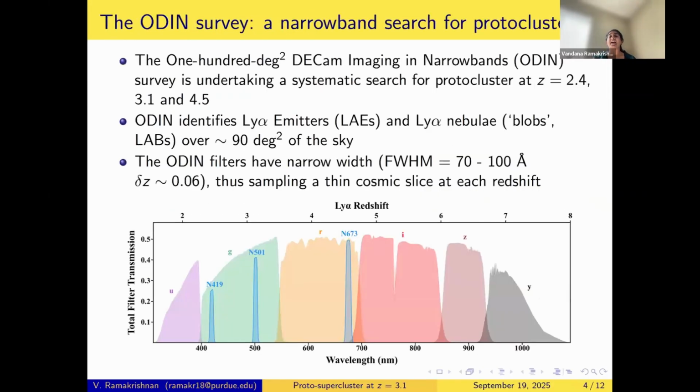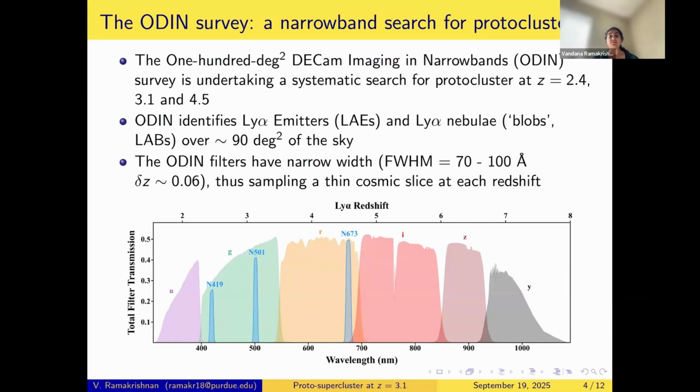So, the work I have been doing specifically is as part of the Odin survey. Odin, or the 100 degrees squared DECam imaging in narrowband survey, is a wide area, deep narrowband survey, which is seeking to identify protoclusters at 3 redshifts around cosmic noon as overdensities of Lyman alpha emitters, or LAEs. The idea being that with a narrowband filter, you will see an excess in the narrowband flux over the broadband flux when the Lyman alpha line is shifted into the narrowband window. So for galaxies in a very specific redshift range, right?